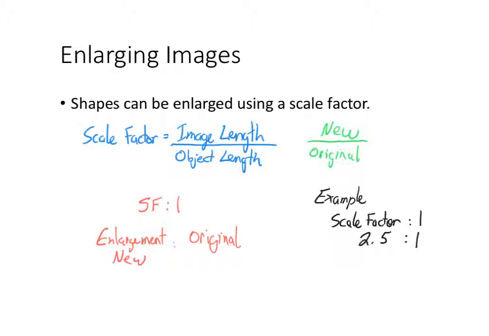So for example, if I had a shape and the scale factor was 2.5, so my ratio was 2.5 on my new image to 1 on my original image, and my original image had a side of 2 centimeters, then to keep my ratio in proportion, the new image will have a side of 5 centimeters. And it is being enlarged 2.5 times the original image. So let's have a look at an example where we are enlarging an image using the scale factor provided.